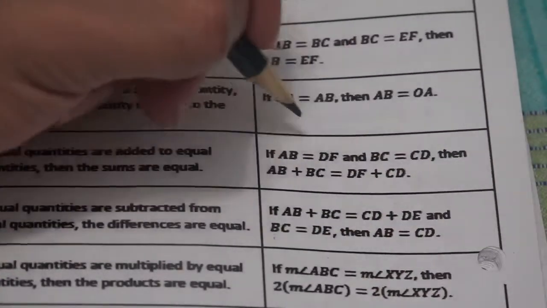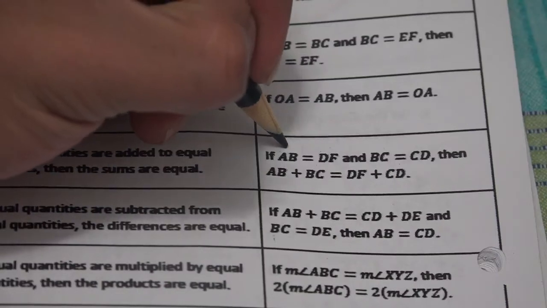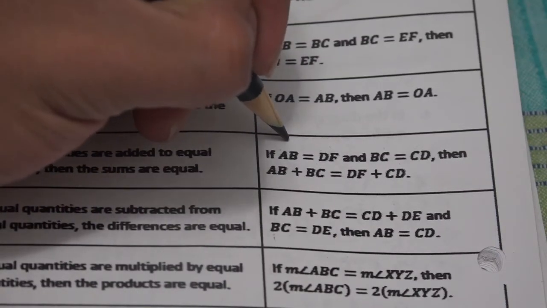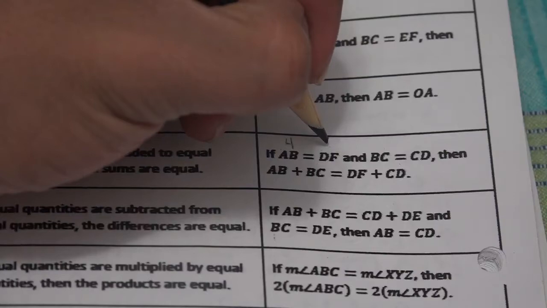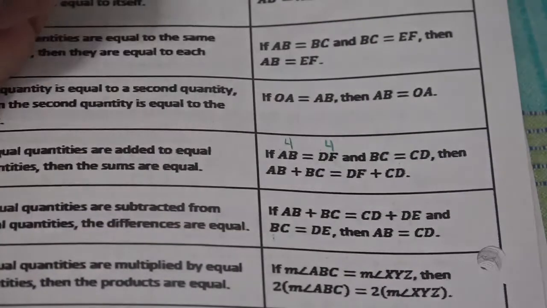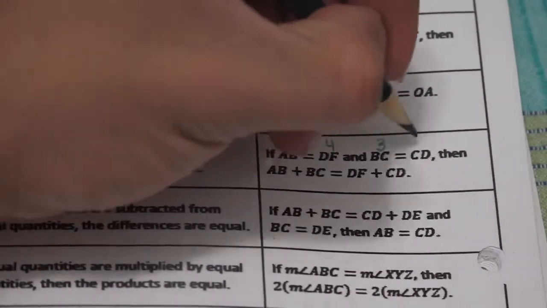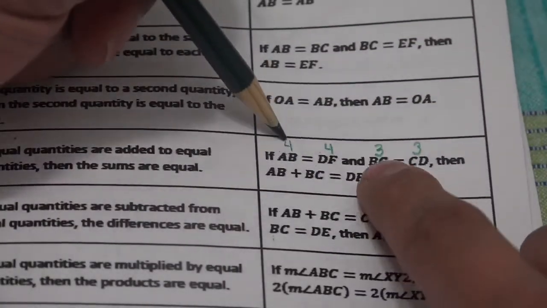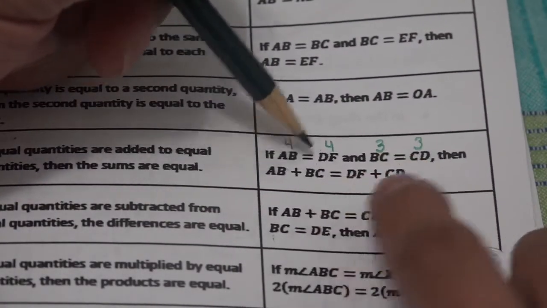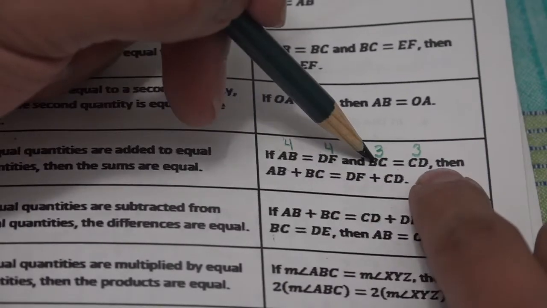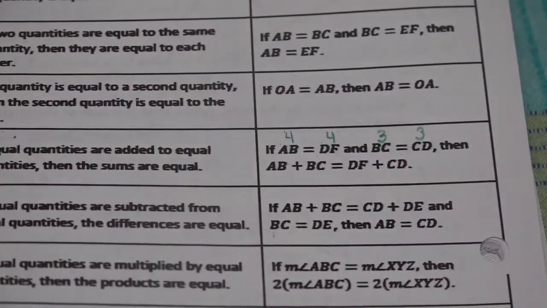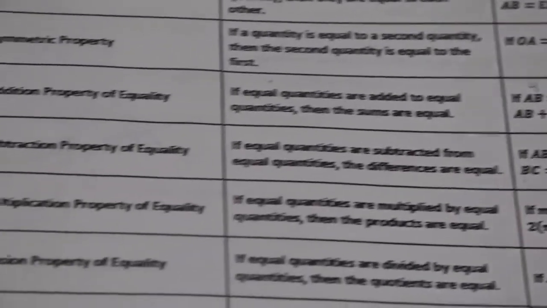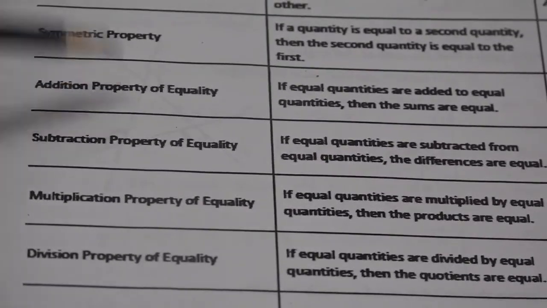Let's try it with numbers. Let's say AB is 4, so this is 4, right? And let's say this is 3. So AB plus BC will be 7. That should be the same thing as DF plus CD. I hope I make myself understood. It's very simple.